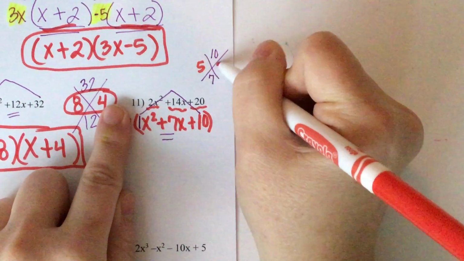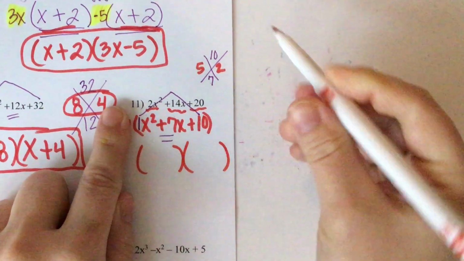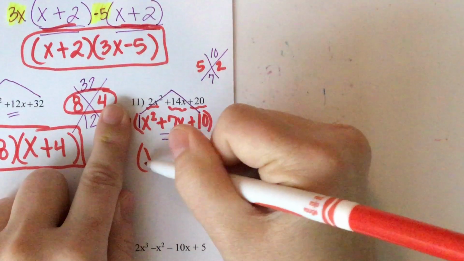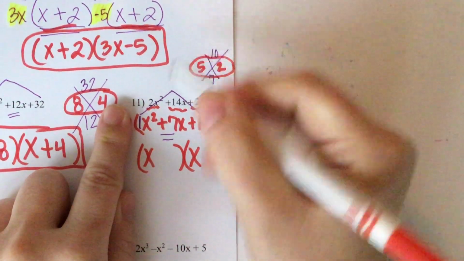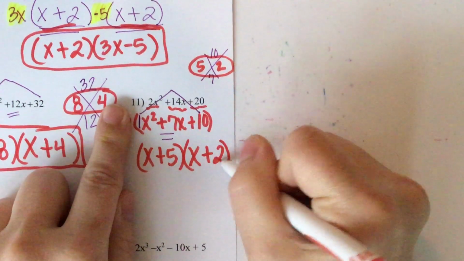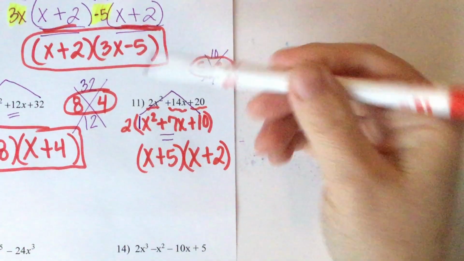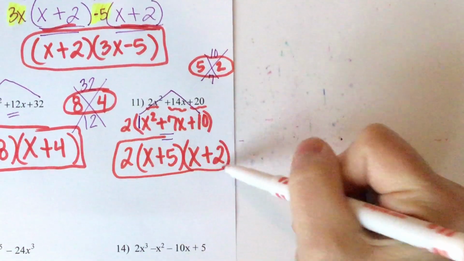A 5 and a 2. Because it's the easy one, I get to go straight to the answer. Whatever letter you're working with goes in the front, and the 2 numbers you found go in the back. So positive 5, put it in the back. Positive 2, put it in the back. And then don't forget to drop your GCF. Shoo! And that's our answer, and we're done.